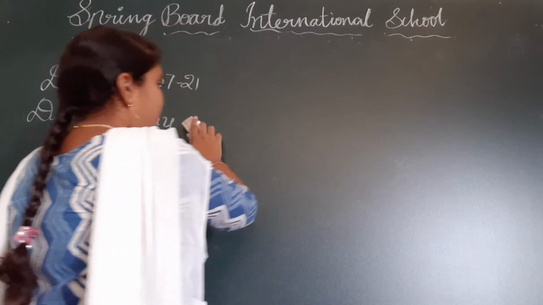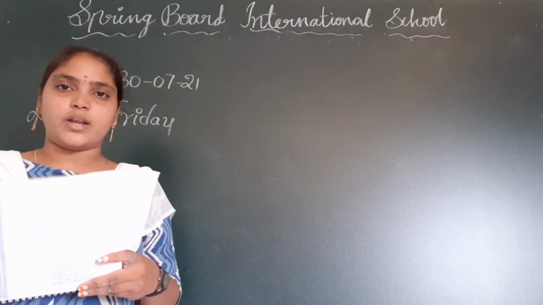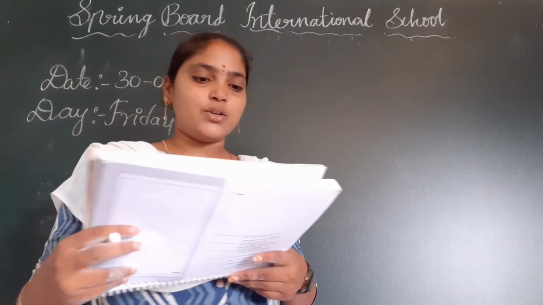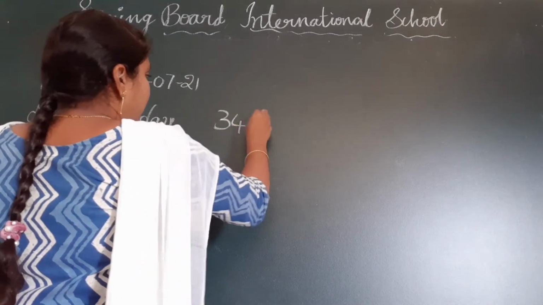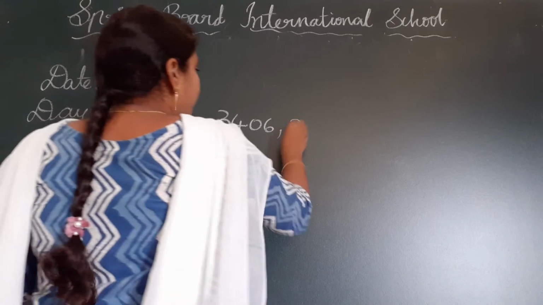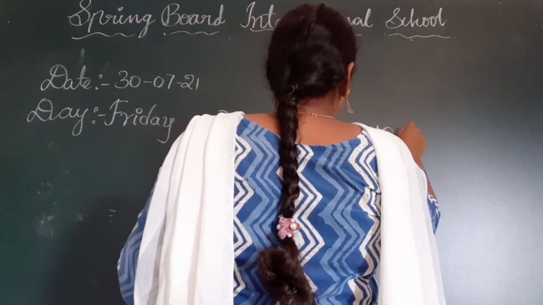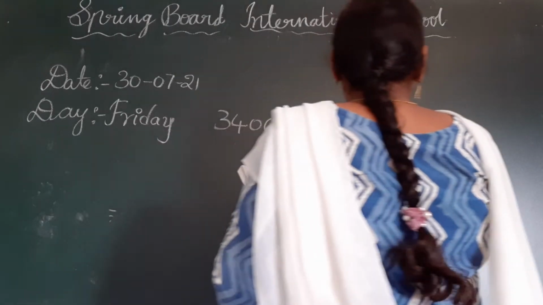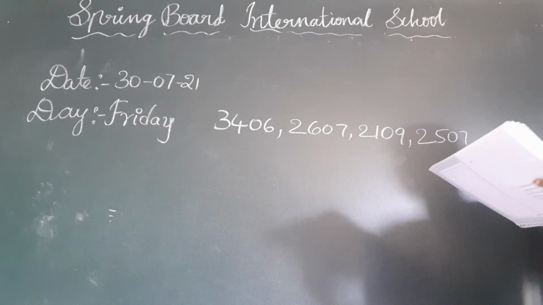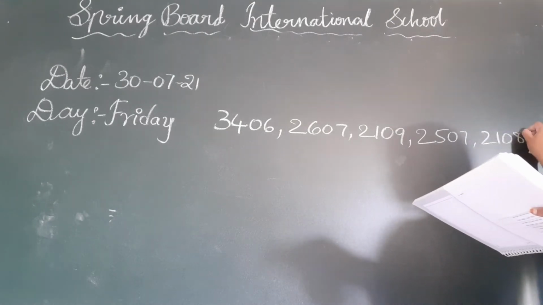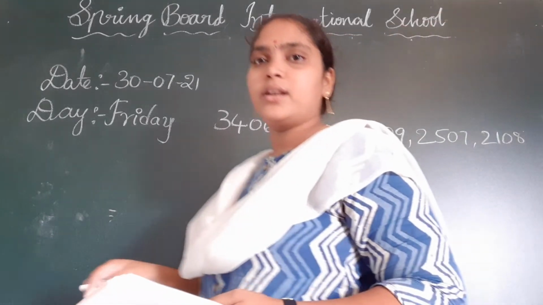Next, here are given numbers, children. Arrange the numbers in ascending order. So what you have to do? You have to arrange the numbers in ascending order. First 3406, 2607, 2109, 2507, 2108. So arrange these numbers in ascending order, children.